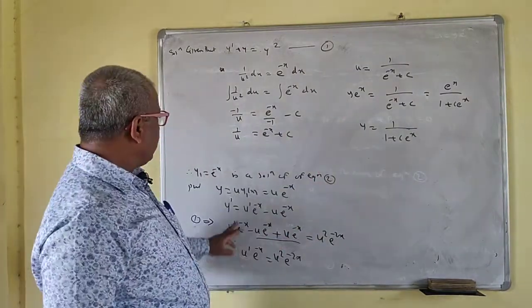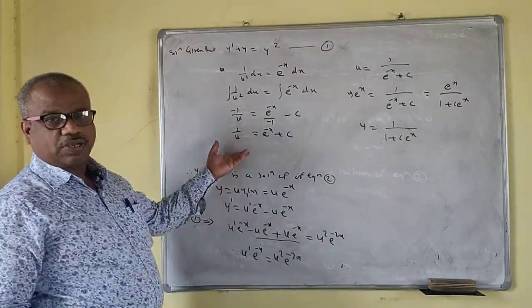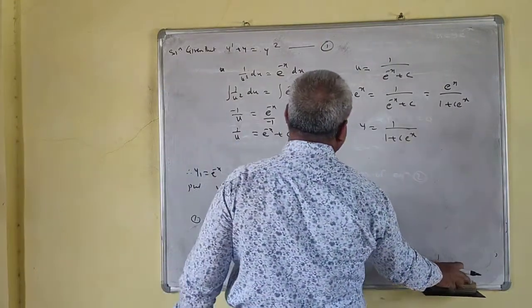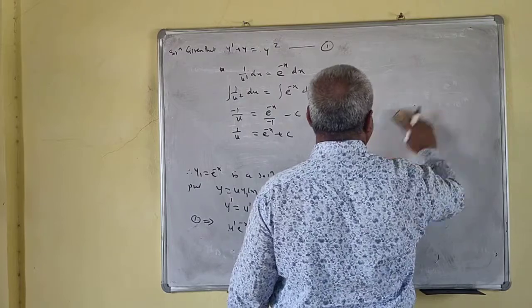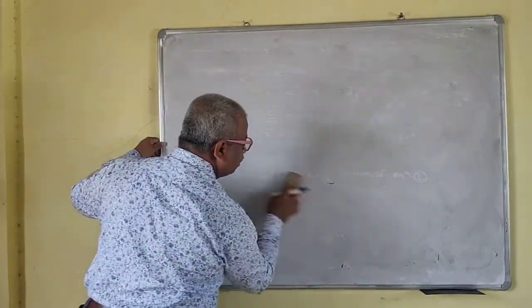You may write this as 1 by u as it is here. Just write your 1 upon y e raised to x. Okay, you can keep this as it is. But you should replace u in terms of y and x. Okay, so we'll do one more problem on it.